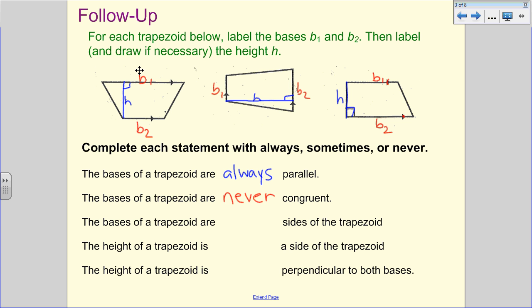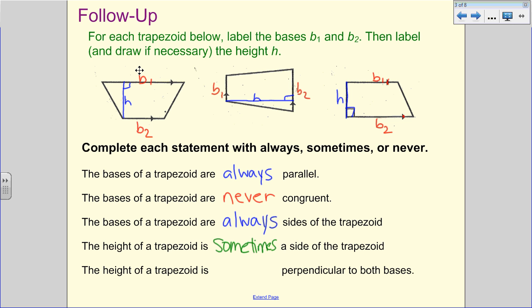The bases of a trapezoid are blank the sides of a trapezoid. The bases are always the sides of a trapezoid. You have to have two parallel sides, and because the bases are your parallel sides, they're always sides of the trapezoid. Now we're going to start talking about the height. The height of a trapezoid is blank a side of the trapezoid. What we can see is not here, not here, but yes here. Because we said yes one of the three times, we'll say that it's sometimes a side of the trapezoid.